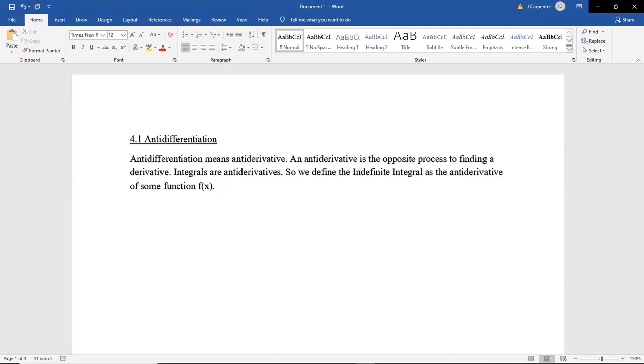Up until now, if I gave you the function x squared, you could find its derivative, and it would be 2x. Now what we're going to be doing is going backwards. With anti-differentiation, with antiderivatives, with integration, you'd start with the 2x, and you'd say, okay, what's the antiderivative, or what's the integral? And then you'd say x squared, because they're just going backwards. If x squared has a derivative of 2x, then 2x has an antiderivative of x squared.